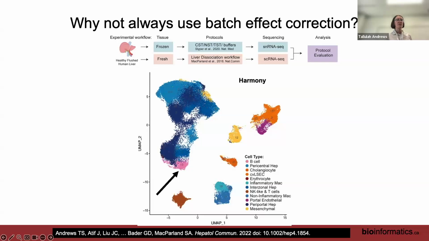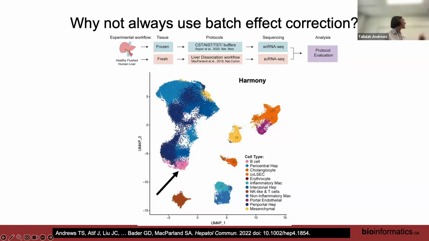The reason we don't is because whenever you're changing your data, you're losing something. So if we do batch effect correction when we don't need it, we could actually lose biological signal that's meaningful in our data. So we don't want to do it unless we absolutely have to. And our batch effect correction methods can make mistakes.